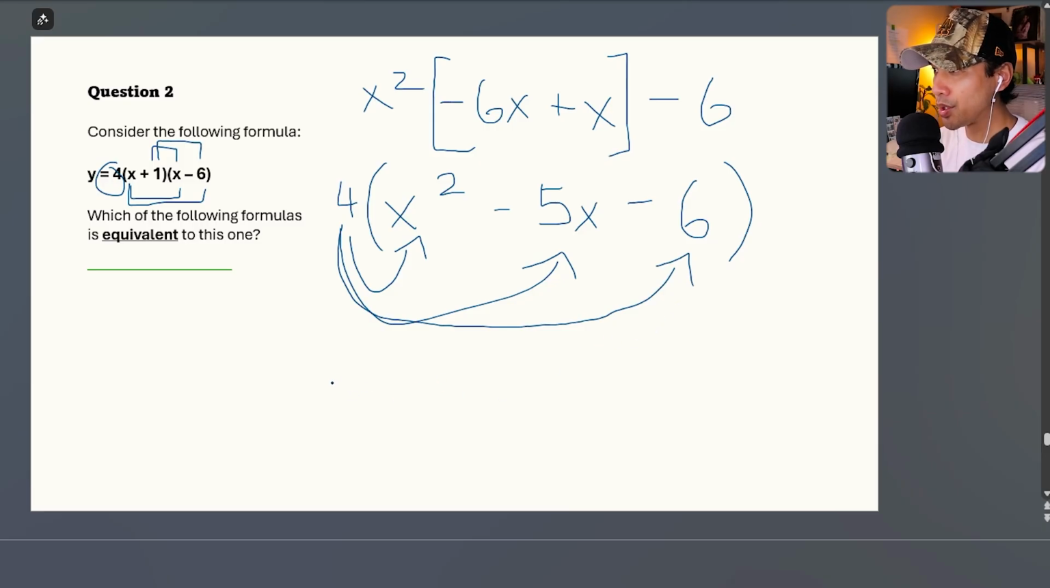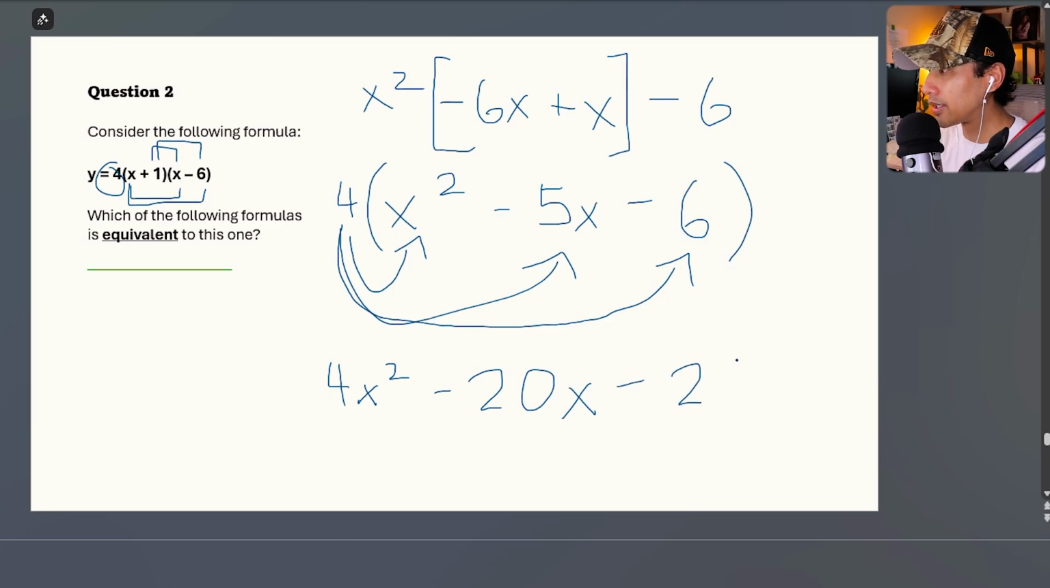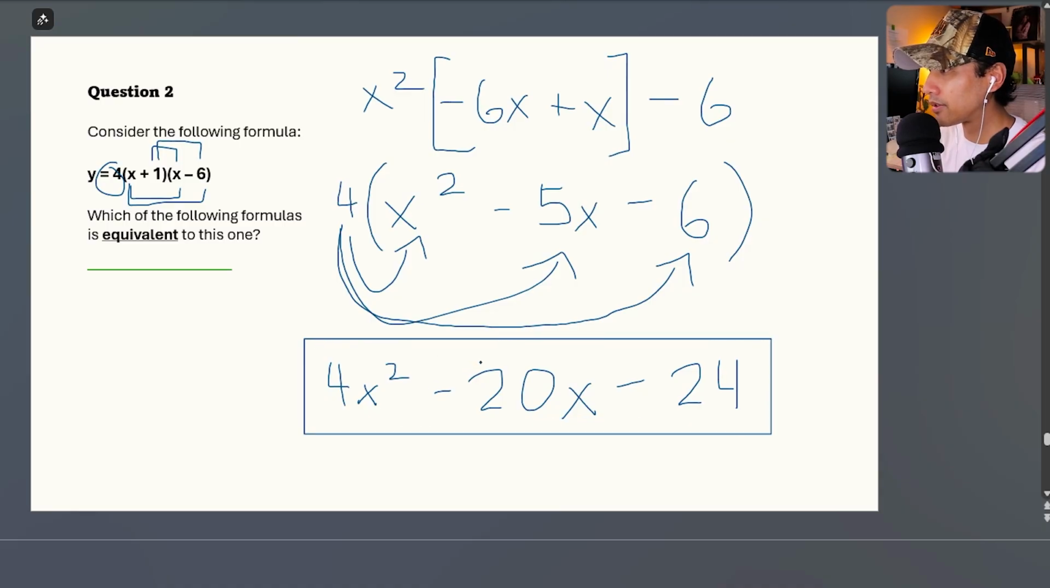Really quick, let's just do it. 4 times x squared is 4x squared. 4 times -5x is -20x. And then 4 times -6, that is -24. Now, this is our final expression. Wow, it boxed it up for me.